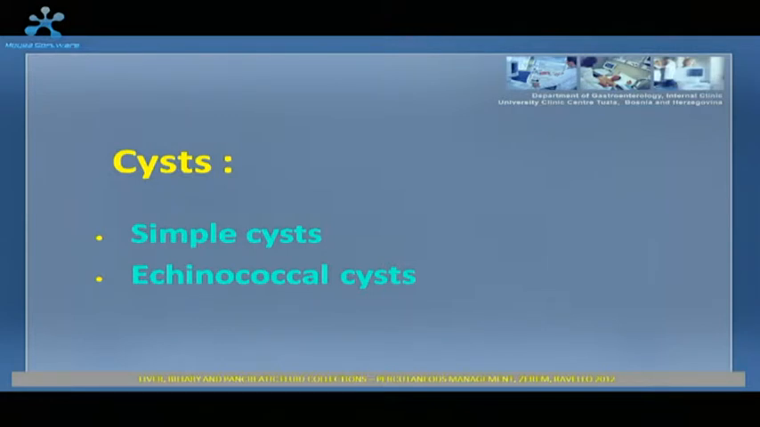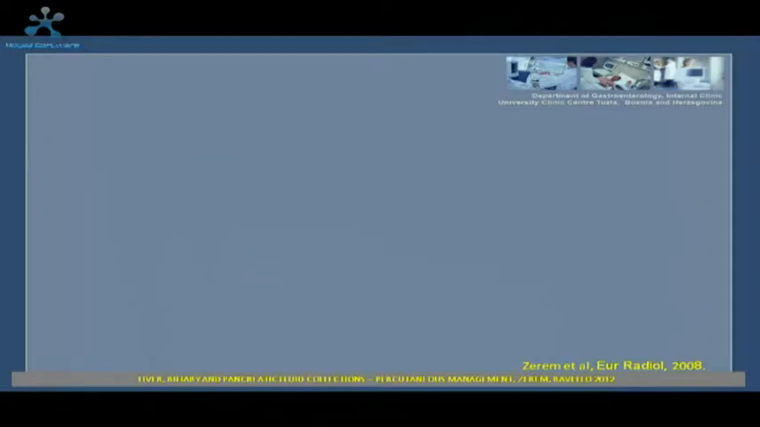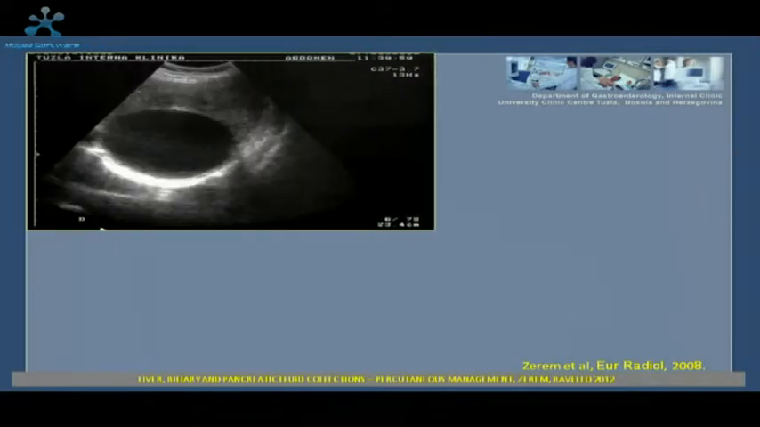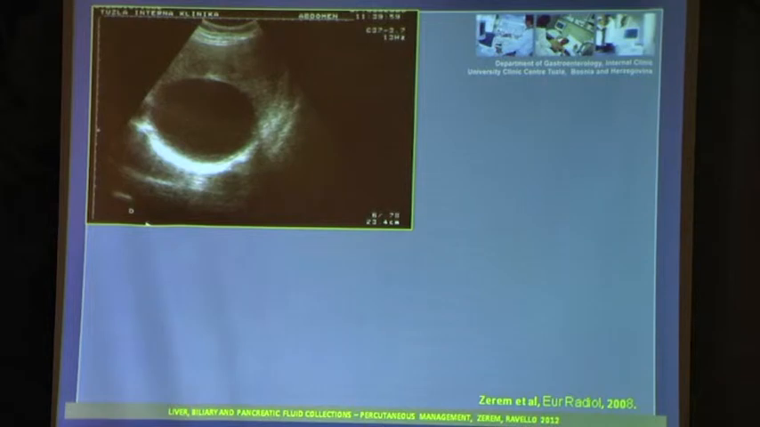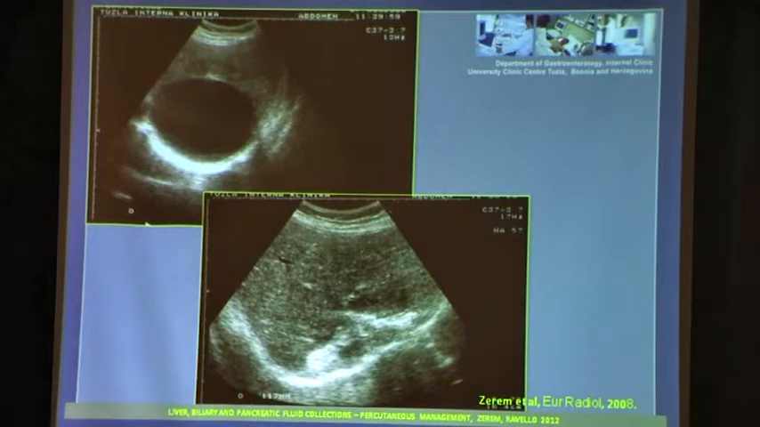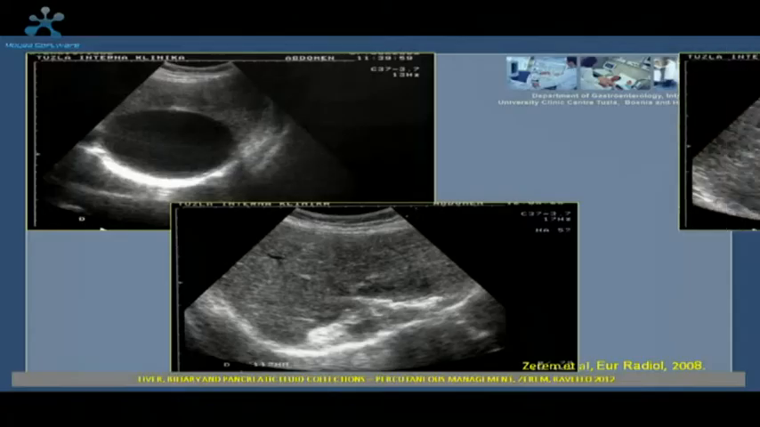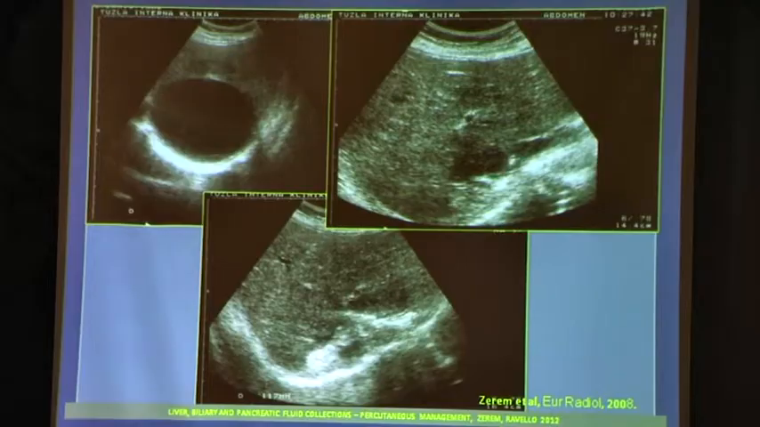Other than simple cysts, echinococcal cysts are other liquid collections in the liver which are very often treated by percutaneous management. When it comes to simple liver cysts, percutaneous management is fairly simple. A catheter should be introduced into the cyst cavity, and the content of the cyst should be evacuated as much as possible. The catheter should be kept in the cyst cavity until no more content is obtained, and this is a scar in the place of the cyst a few weeks later, and this is a scar in the same place a few months later.